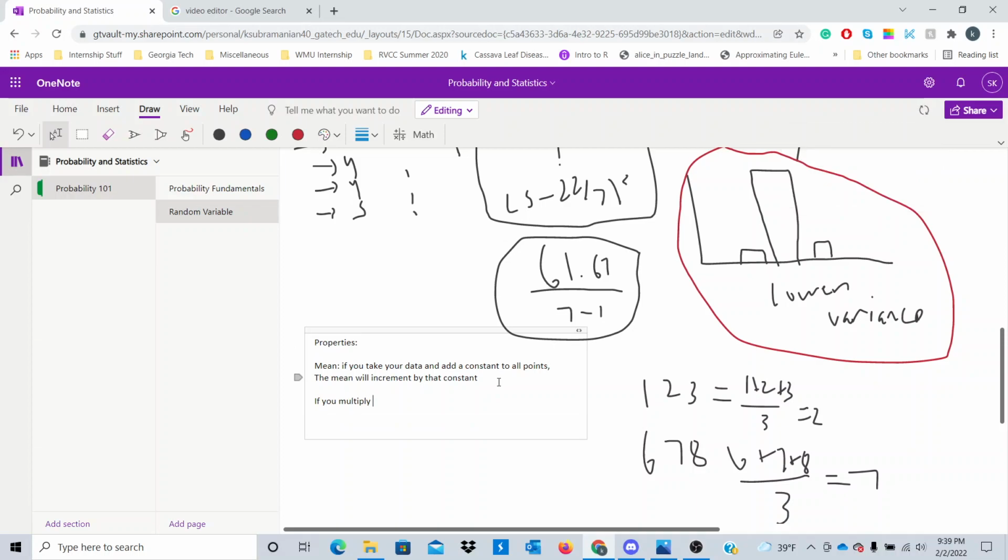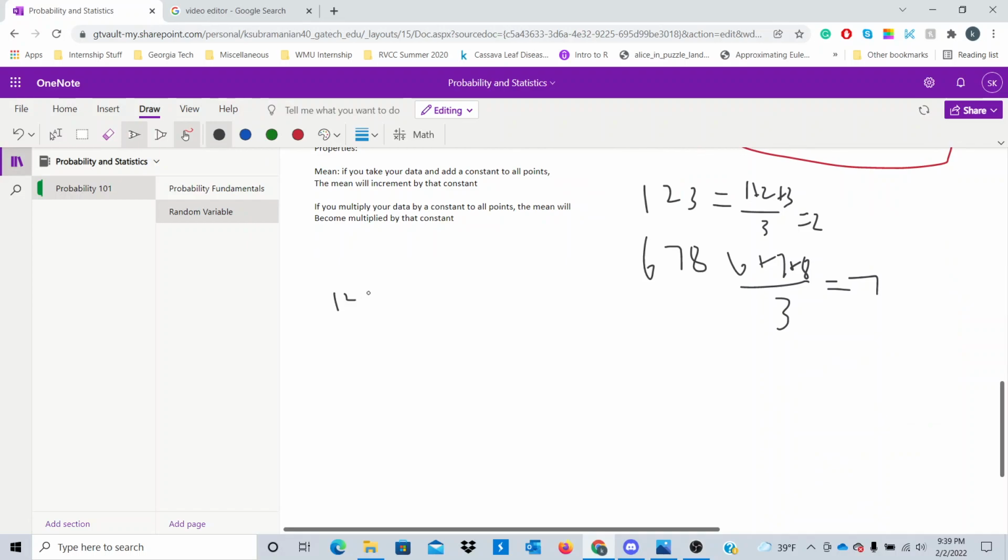If you multiply your data by a constant, the mean will become multiplied by that constant. What I mean by this is if you had the data set 1, 2, 3, I'm going to triple everything, so you're going to have 3, 6, 9. The mean of 3, 6, 9 will be 18 divided by 3, which is 6. You see that 2 times 3 is 6, and we multiplied our data by 3. So when we multiply by a constant, the mean will become multiplied by that constant.